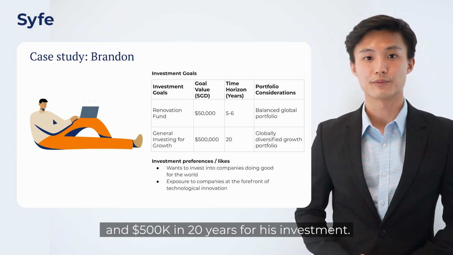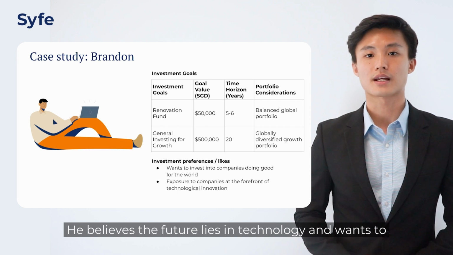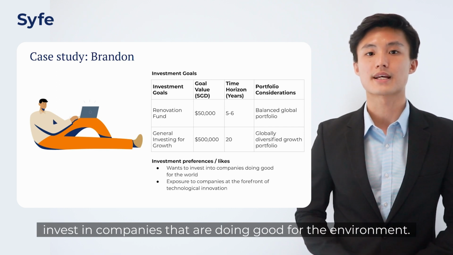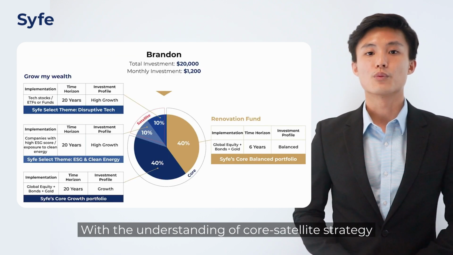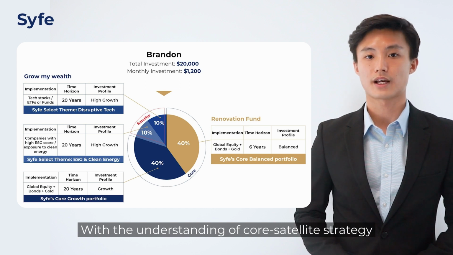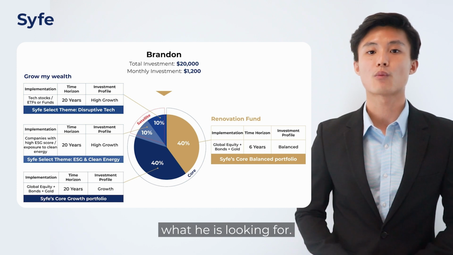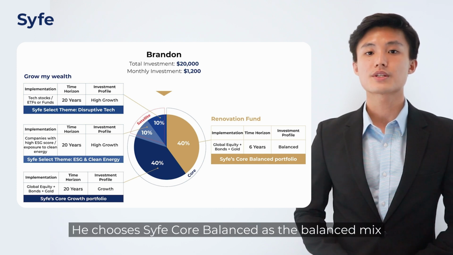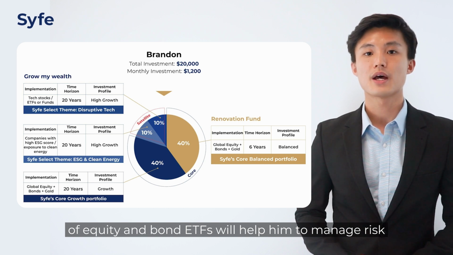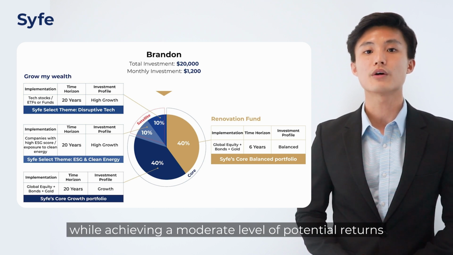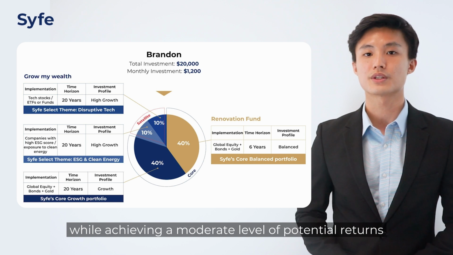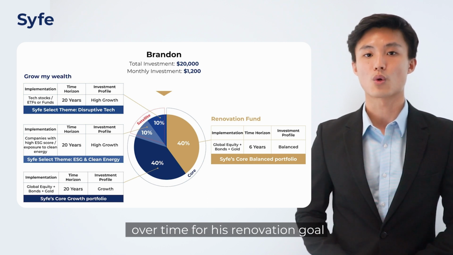for his investment. He believes the future lies in technology and wants to invest in companies that are doing good for the environment. With the understanding of core satellite strategy and Syfe's portfolio, he constructed a portfolio that reflects what he is looking for. He chooses Syfe Core Balance as the balanced mix of equity and bond ETFs will help him to manage the risk while achieving moderate levels of potential returns over time for his renovation goal.